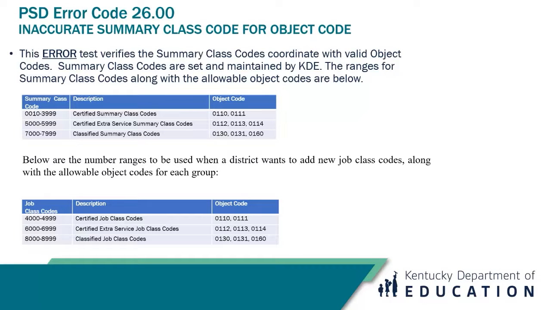The next says below are the number ranges to be used when a district wants to add a new job class code, along with the allowable object codes for the group. So here are job class codes that you've set up within your district. So you've got 4000 to 4999, which is certified job class codes. You want to use object codes 10 and 11. 6000 to 6999, you're seeing these extra service jobs at 12, 13, and 14, and 8000 to 8999, which is classified job class codes, which is 0130, 31, and 0160.